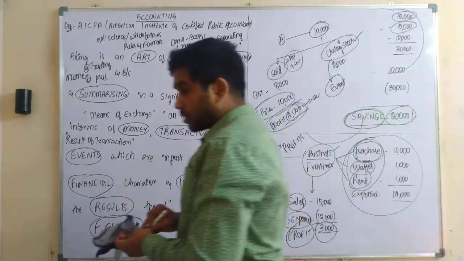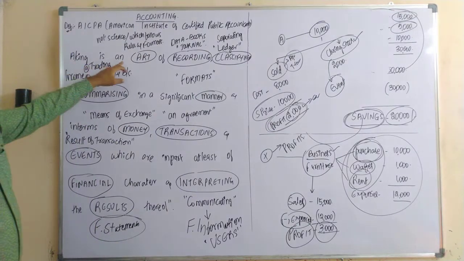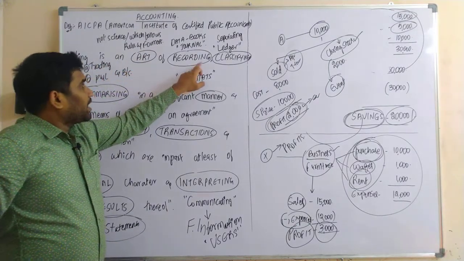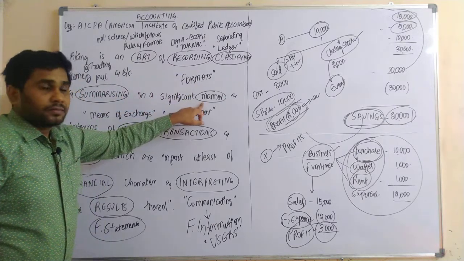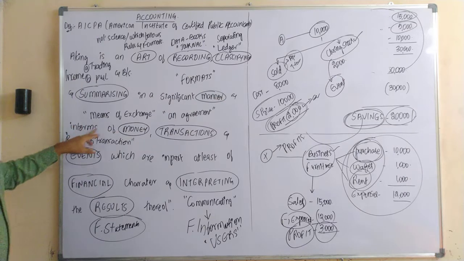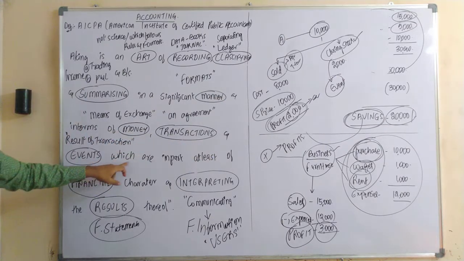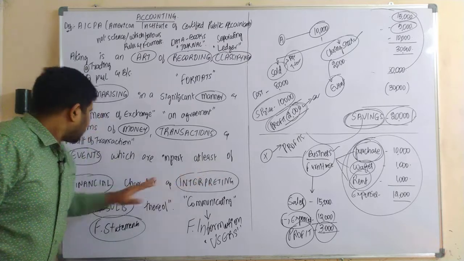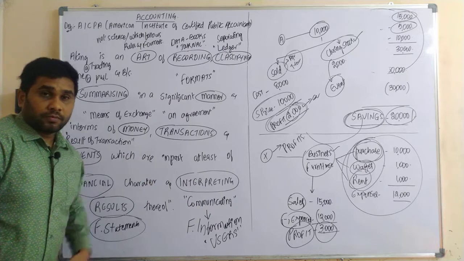Now, according to AICPA, what is accounting, sir? Accounting is an art of recording, classifying and summarizing in a significant manner, and in terms of money, transactions and events which are in part at least of financial character and interpreting the results thereof.